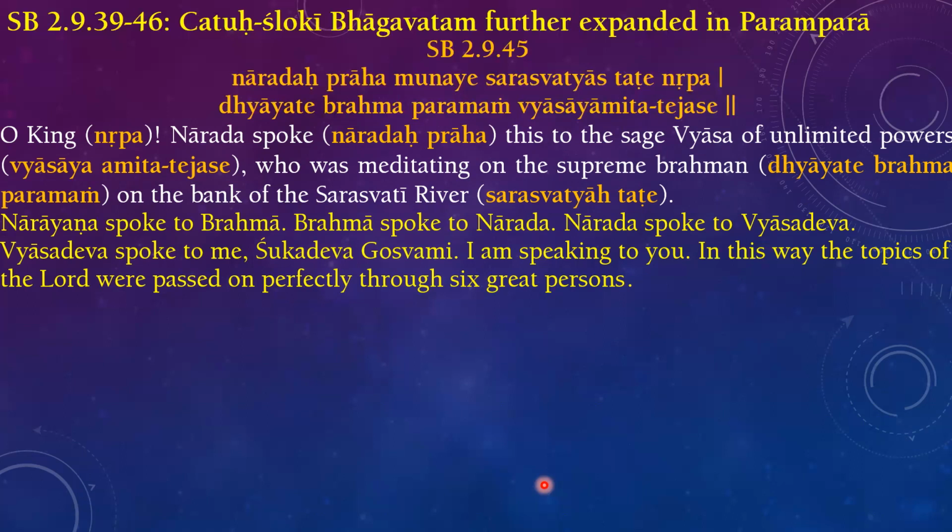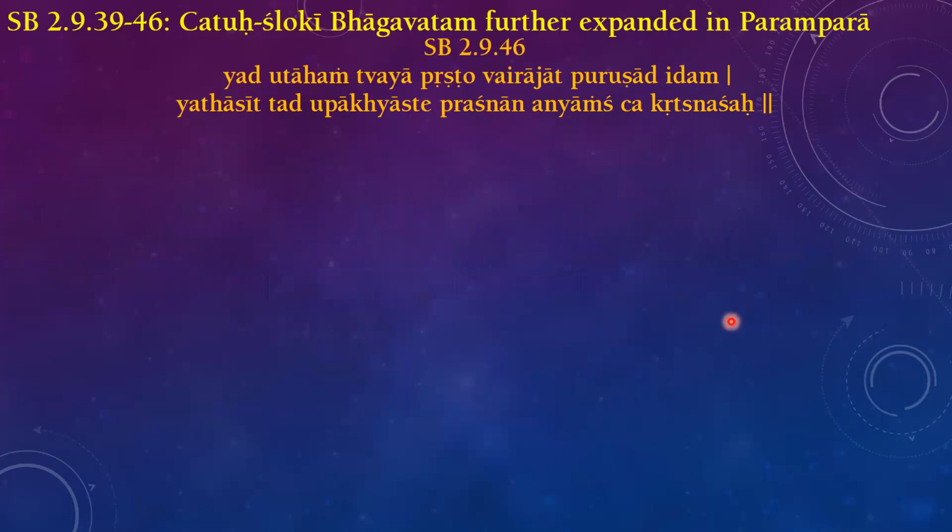Narayana spoke to Brahma. Brahma spoke to Narada. Narada spoke to Vyasadeva. Vyasadeva spoke to me, Sukadeva Goswami saying, I am speaking to you. In this way, the topic of the Lord was passed on perfectly through 6 great persons: Narayana, Brahma, Narada, Vyasa, Sukadeva Goswami and Parikshit Maharaj. 6 people in parampara.